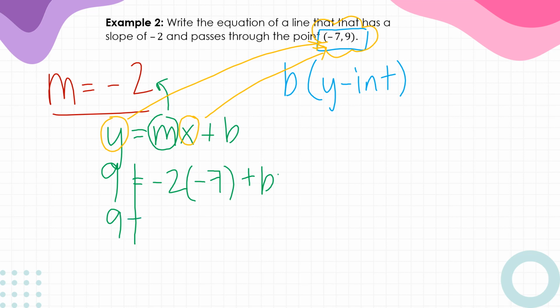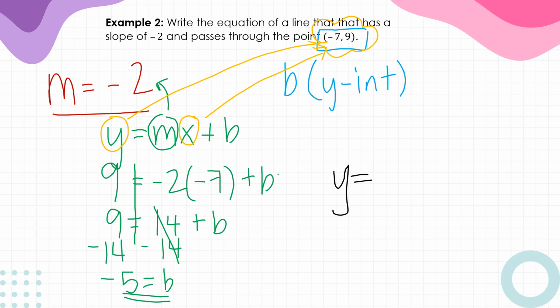So I would have 9 equals -2 times -7, which is 14. And then how do I isolate b and get b by itself? I need to move the 14 to the other side of the equation. Since it is a positive 14, I can move it by subtracting 14 from both sides. And then 9 minus 14 is -5, and that is the value of b. So now for my final answer, writing it in slope-intercept form, my slope is -2, and my y-intercept is -5.